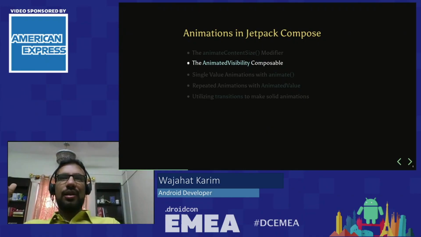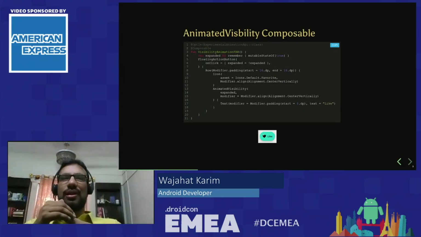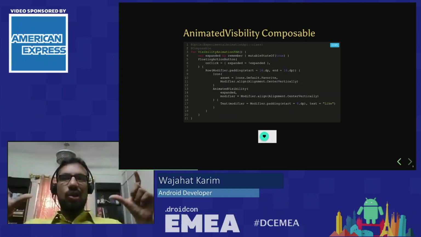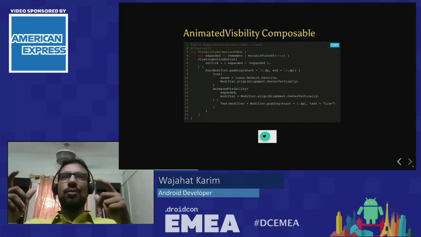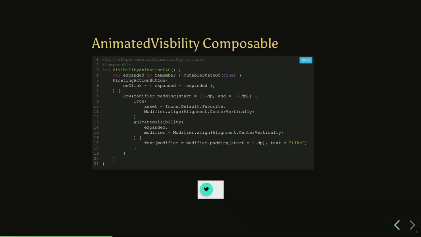Now we'll see AnimatedVisibility. This is one of my favorite ones. I really like it because it comes with some more customizability. Now, this is not about changing the content. This is about showing and hiding content. So you have one ideal scenario, which we have seen a lot in material components.